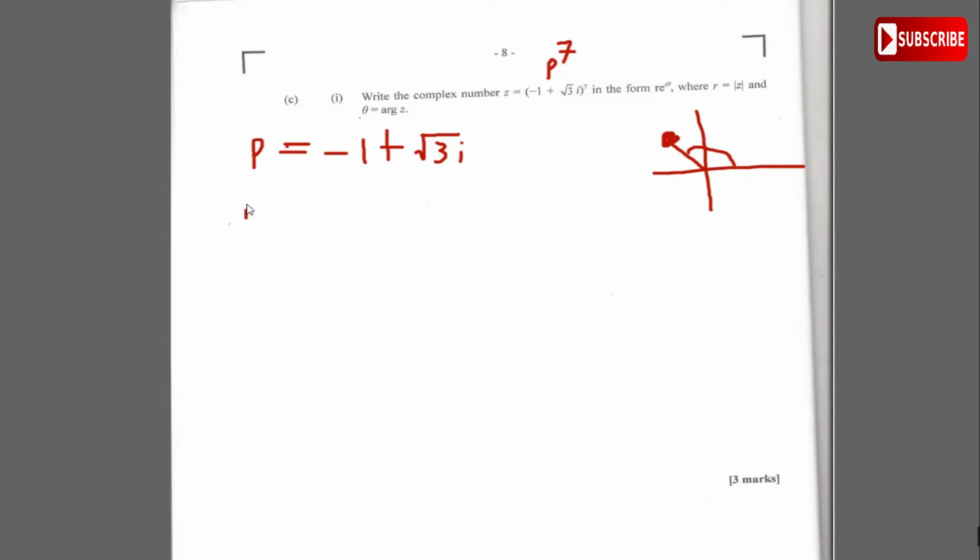And so the modulus of p is going to be equal to minus 1 squared plus root 3 squared.